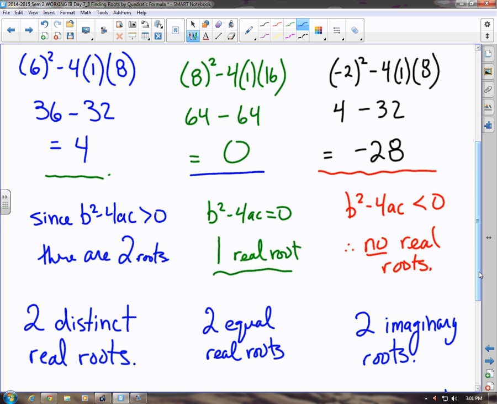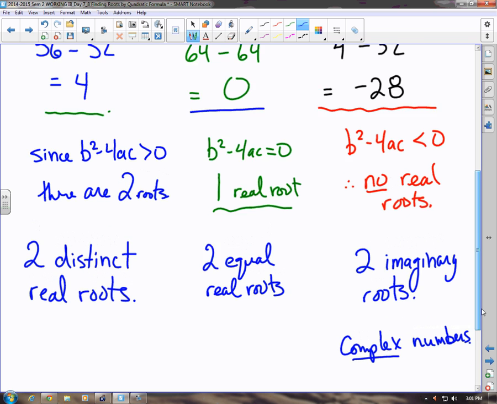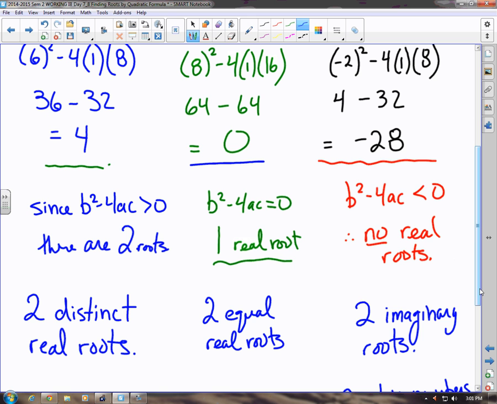Either way is how you can describe them. So that describes what we call the nature of the roots. There are always two of them, but what are they? Two distinct real roots, two equal real roots, or really one root, and then two imaginary roots, or no real roots.